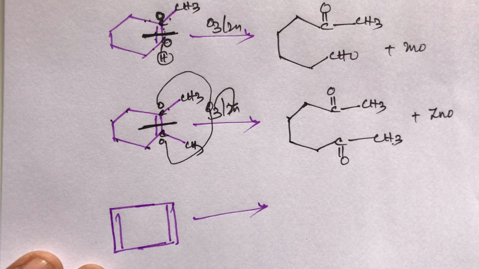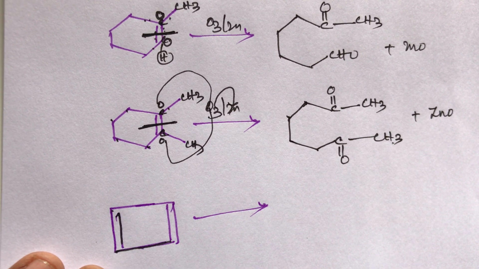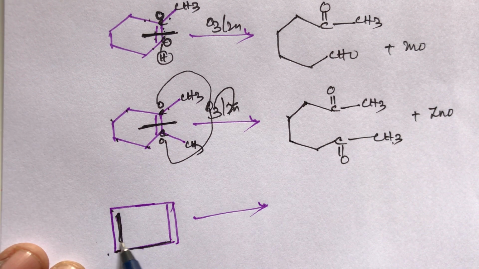Now here two sets are there. It is also very important, students. This is cyclodibutene, that is 1,3-cyclodibutene, 1 2 3. So here two double bonds are there. Now what to do, students? Simply cut this bond and cut this bond.